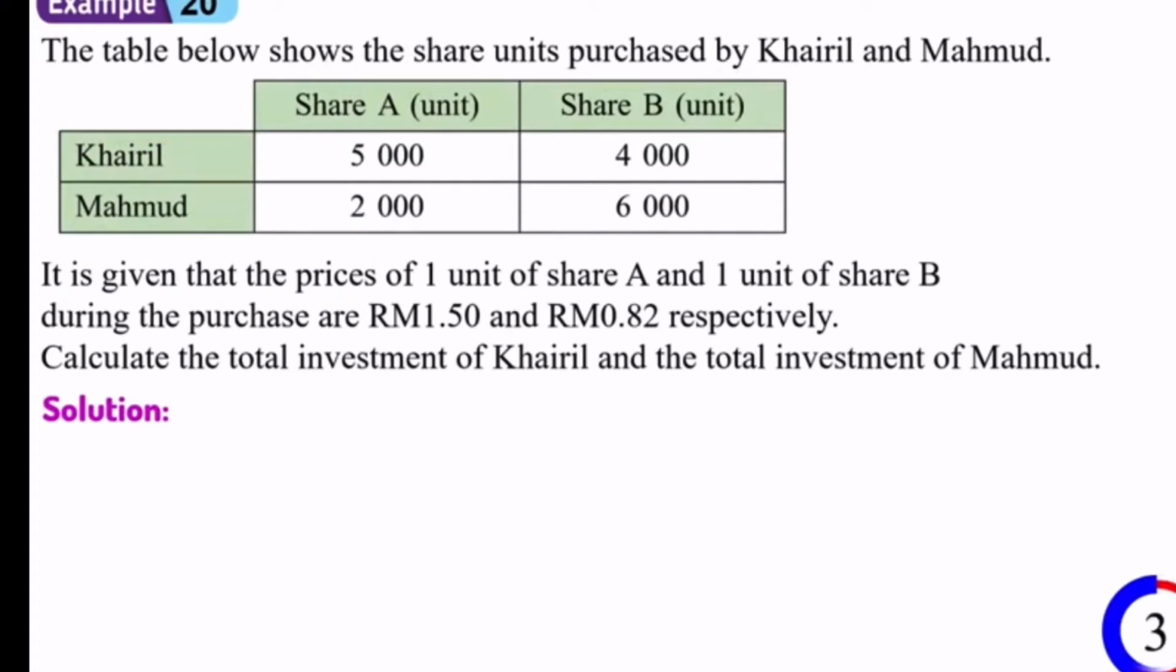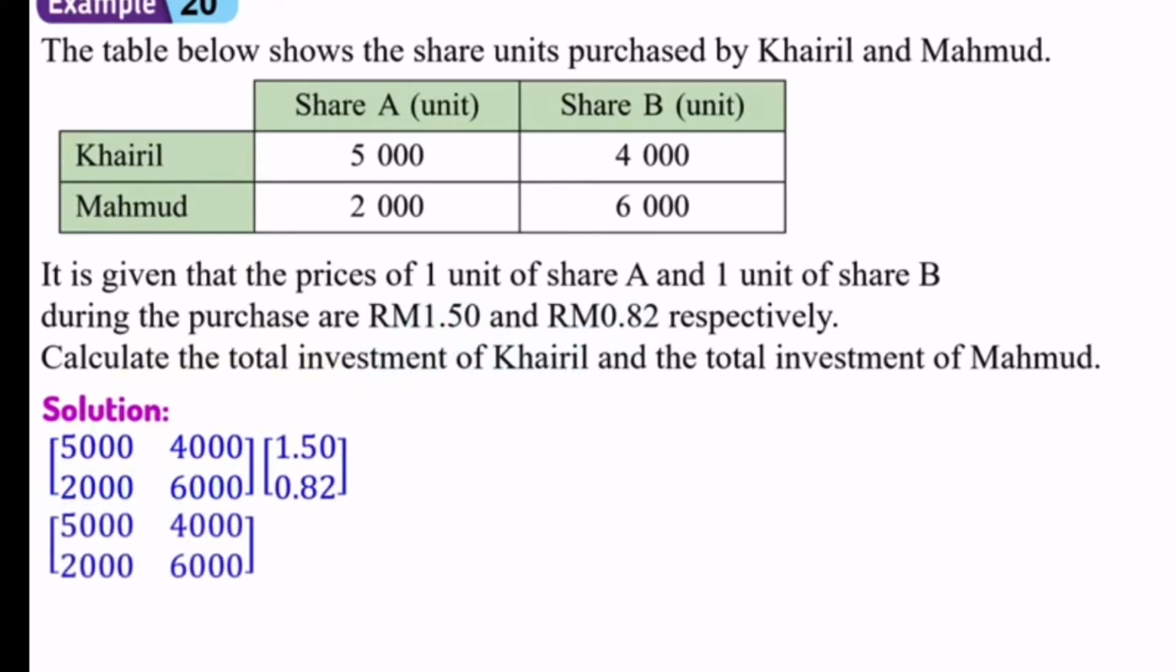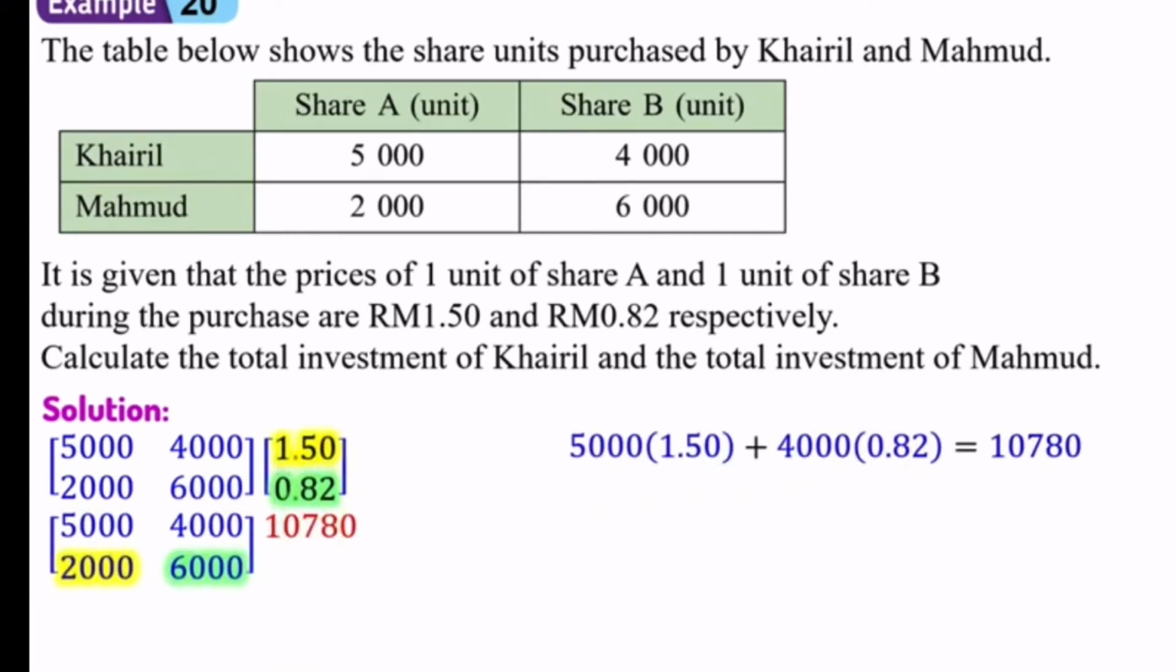The table below shows the share units purchased by Kari and Mahmoud. So you can see Kari's share A is 5,000 units, share B is 4,000, and Mahmoud is 2,000 for share A and 6,000 for share B. So it is given that the price for one unit of share A and one unit of share B is different. 1 ringgit 50 cent for share A and 82 cent for share B. So we need to find the total investment for Kari and Mahmoud.